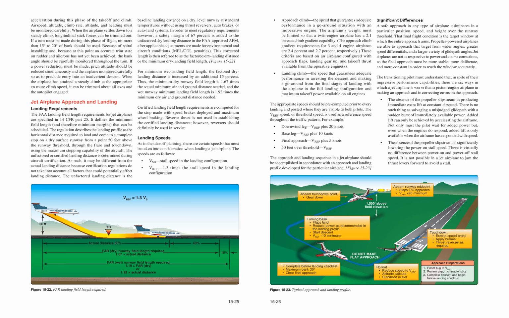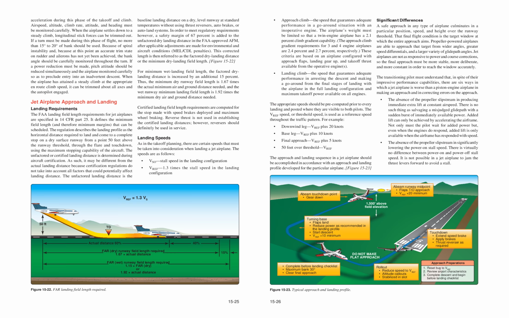The VRF speed, or threshold speed, is used as a reference speed throughout the traffic pattern. For example, downwind leg, VRF plus 20 knots, base leg, VRF plus 10 knots. Final approach, VRF plus 5 knots. 50 feet over threshold, VRF. The approach and landing sequence in a jet airplane should be accomplished in accordance with an approach and landing profile developed for the particular airplane.